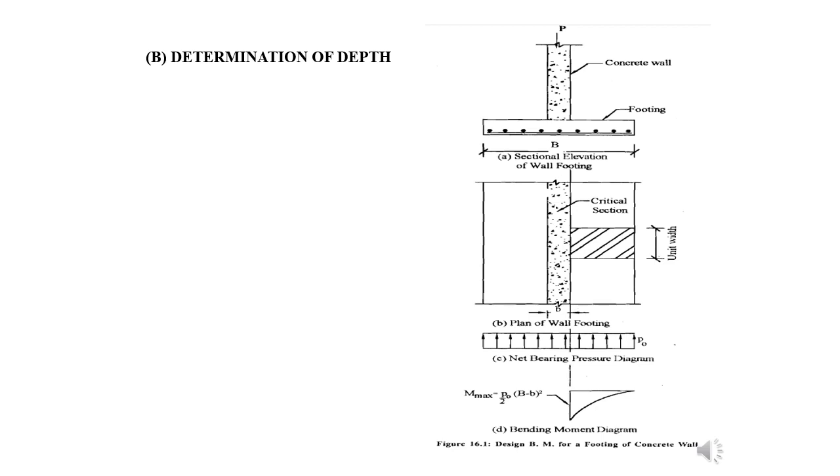So here we have to calculate the maximum bending moment. We have to draw the maximum bending moment diagram. Here you can see, along the face of the wall, the bending moment is maximum. This is the bending moment.